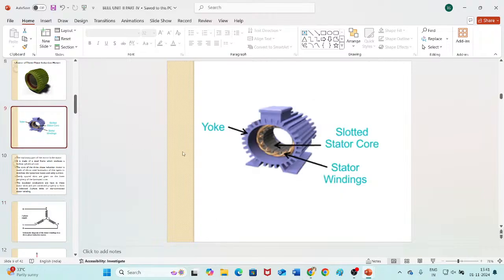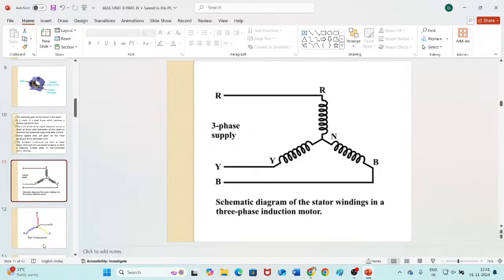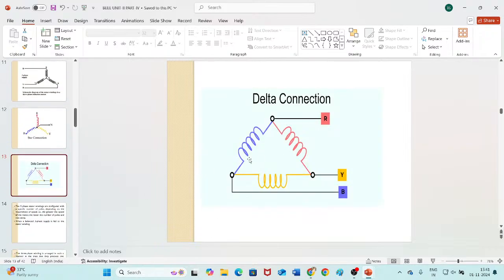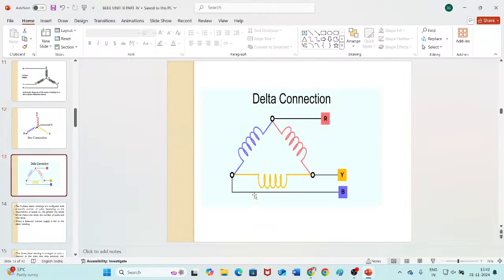Here you can see these windings. They may be connected in star form or in delta form. This is the delta connection: R, Y, B, when connected in delta. And this is the star connection.